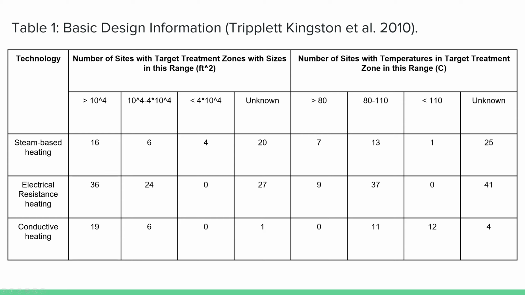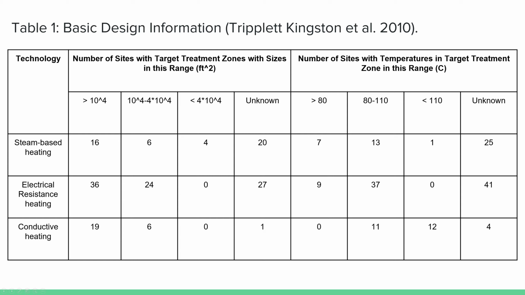Presented below is a table that summarizes the design information for steam-based heating, resistance heating, conductive heating, and other forms of heating. Of the 121 sites tested, 117 provided data. The available treating sites involved treating areas less than 4 times 10^4 feet squared, which is approximately less than 3,716 meters squared, or about 1 acre, and roughly 2/3 of those involved treatment zones in areas smaller than 10^4 feet squared, which is less than 929 meters squared, or about 1/4 of an acre.